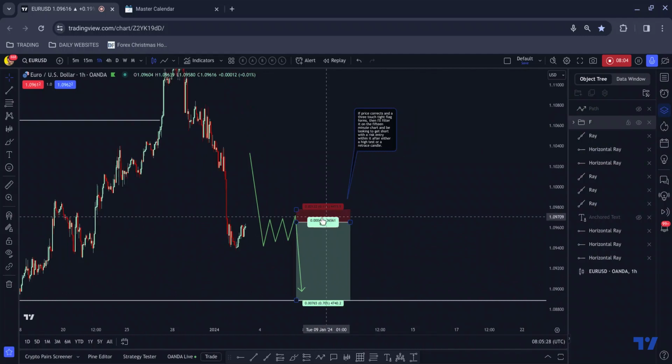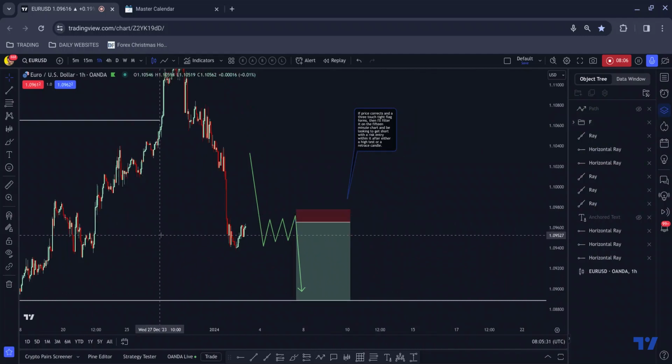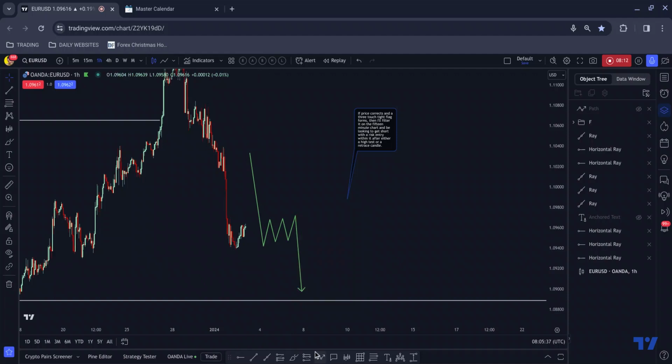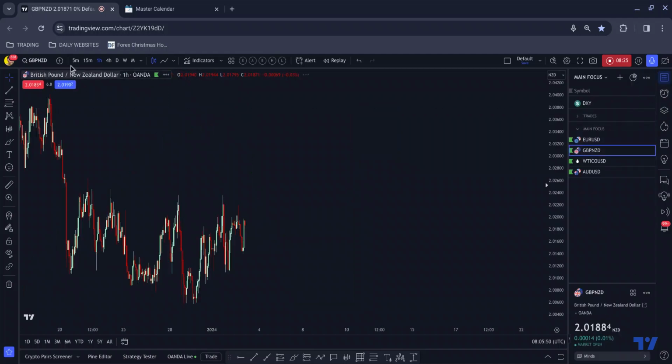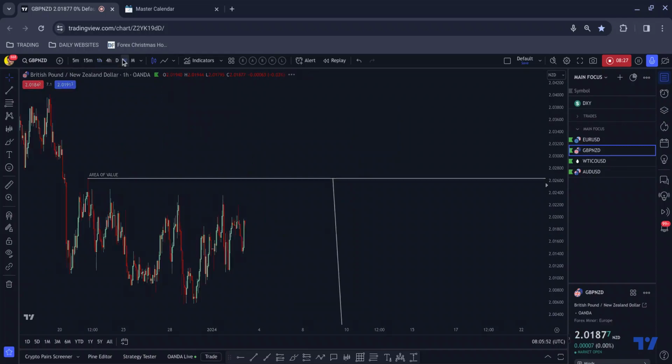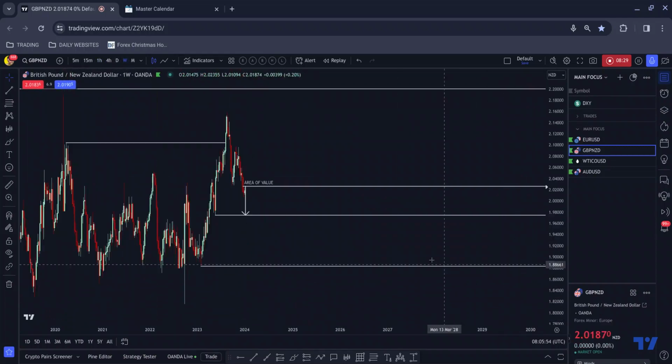So what I'm going to do here is I'm just going to leave this, and afterwards I'm going to set a Google Calendar reminder to remind me to check this in a couple of hours time to see how it's shaping up. If it does shape up, it will likely shape up at the beginning of the New York session, just looking at how price is formed. So pound Kiwi on the higher time frames.